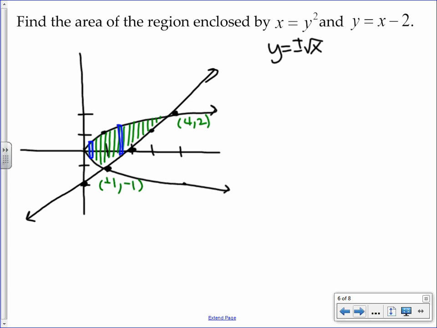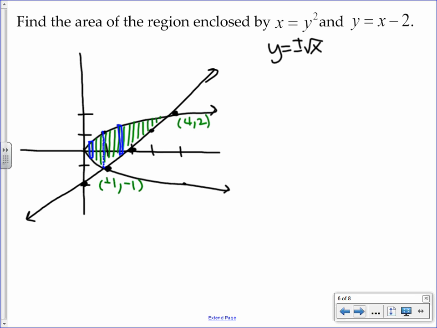What's the difference between those two rectangles? They're connected to different functions. The function on top always stays the same, but our function on bottom changes. Do you see that? So we need to actually find two different areas. We need to find the area from 0 to 1, and then the area from 1 to 4, because the function that is the lower function changes.